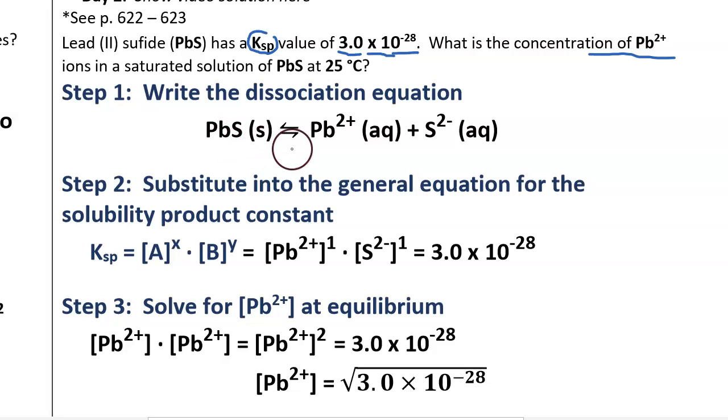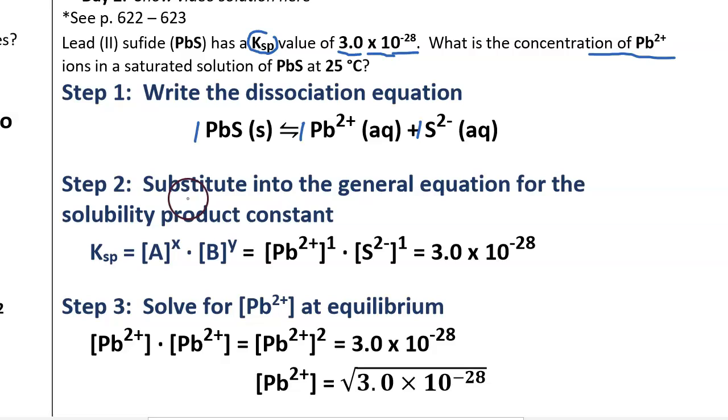PbS solid produces lead positive 2 ions dissolved in water plus sulfide negative 2 ions dissolved in water. That's the dissociation equation. It indicates that this ionic compound dissociates into these two types of ions. And this is a balanced equation. There's a 1 in this position and a 1 in this position.